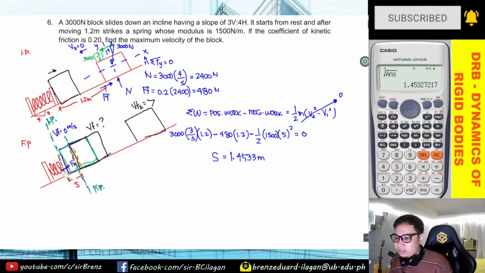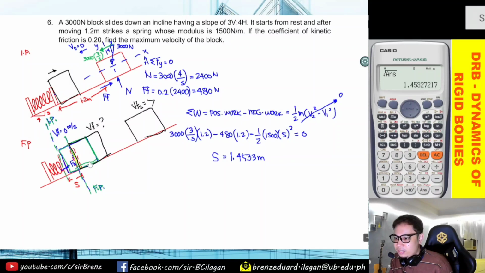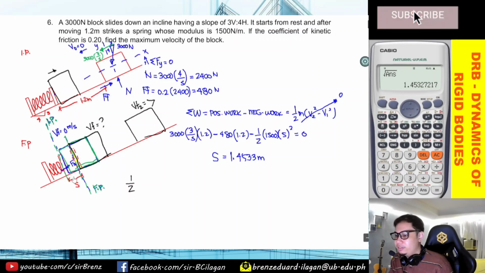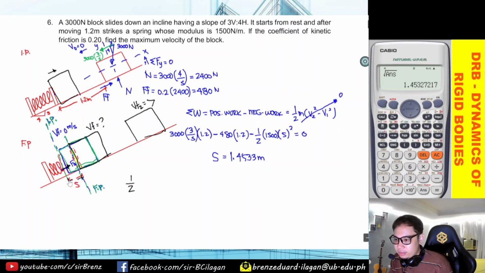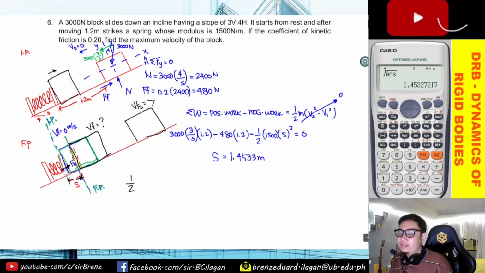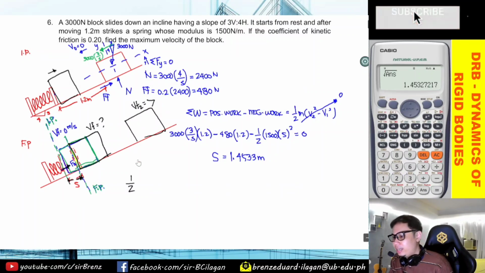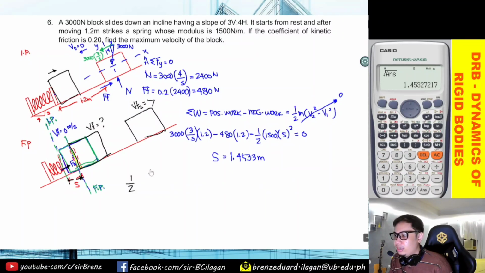Since itong force na to and yung S na yan is going in the same direction na, ang mangyayari dito, positive na yung value ng iyong work done by the spring. Kasi ito, papunta doon, and then yung S mo is papunta na rin sa kanan. Okay? Pareho na silang going to the right or papunta sa taas. So, 1/2 of K. So, again, ang K mo, where is K? Ito, 1,500.